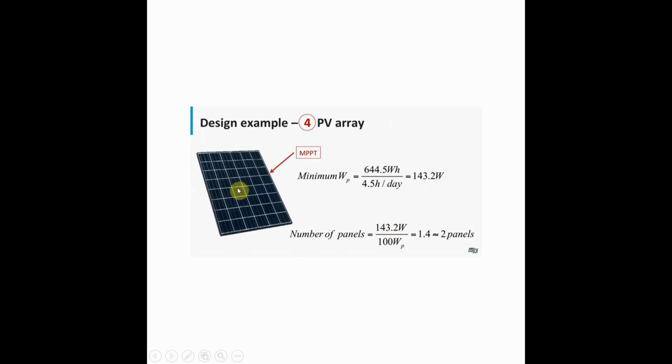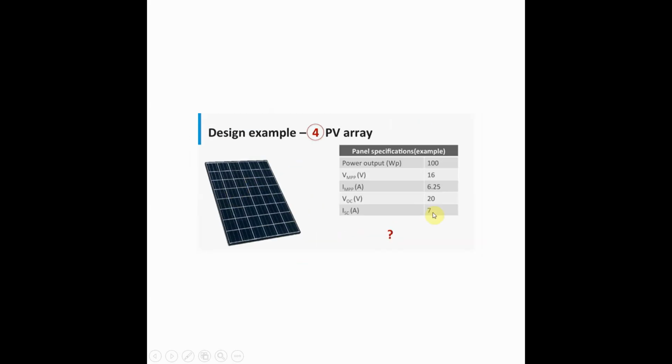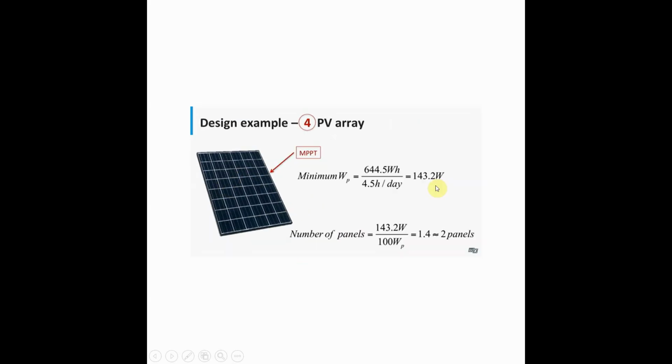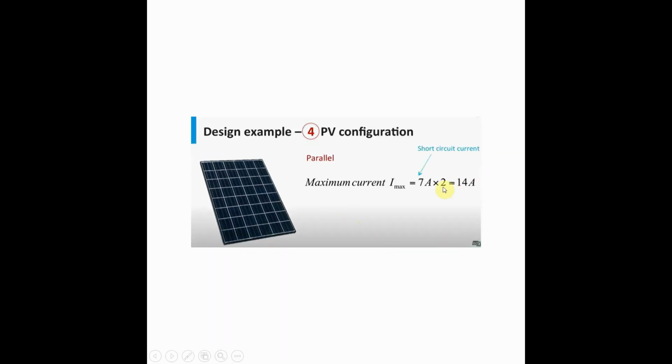But our panel is 100 watt. You see our panel is 100 watt here. So it means 143.2 divided by 100. Number of panels is 1.4. It means more than one panel is required. So it means panels will be two. We'll decide two panels.